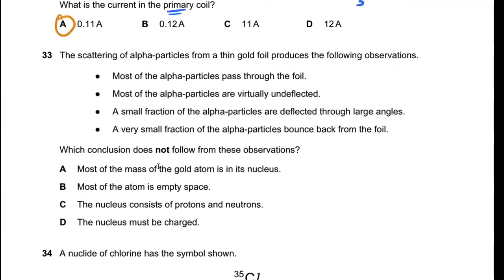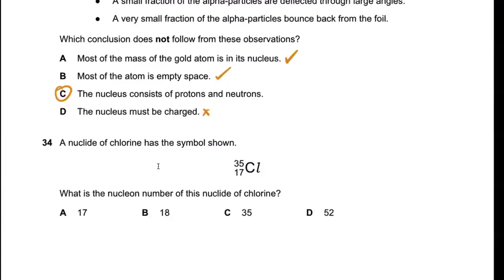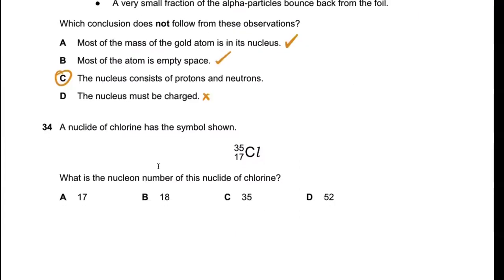Which conclusion does not follow? This does follow, that most of the atom is empty space. So most of the mass is in the nucleus. This also follows. This does not follow. We only know that the nucleus is positively charged. We don't actually know whether it contains neutrons or not. Let's see what else do we have here.